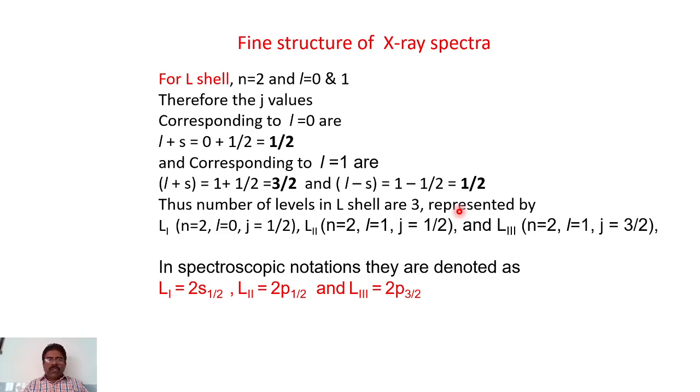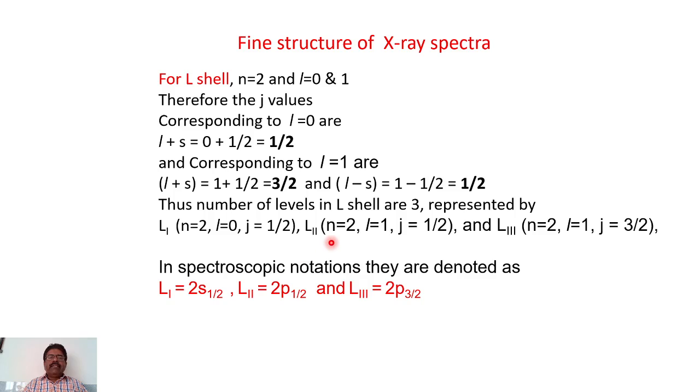So this is how you can just represent the J values here, and the corresponding terms are represented by the X-ray terms. They are represented, for example, L first, L second and L third. So L first corresponds to n is equal to 2, L is equal to 0 and J is equal to half.